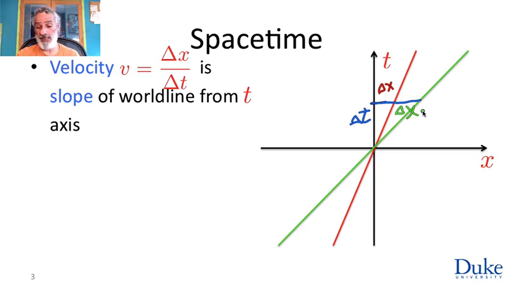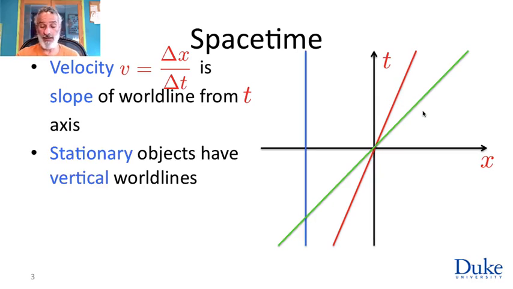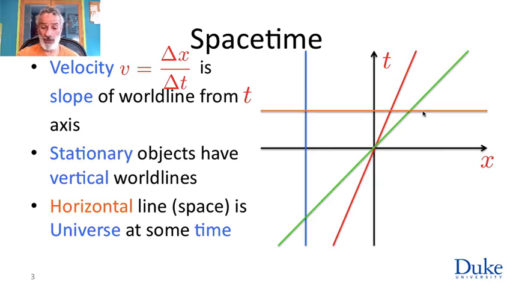A vertical world line means x as a function of t is constant. The blue object is a stationary object. It sits at the same location throughout time. What does it mean to have a horizontal world line? Nobody has a horizontal world line. A horizontal world line is a collection of all the events that happened at the same time.